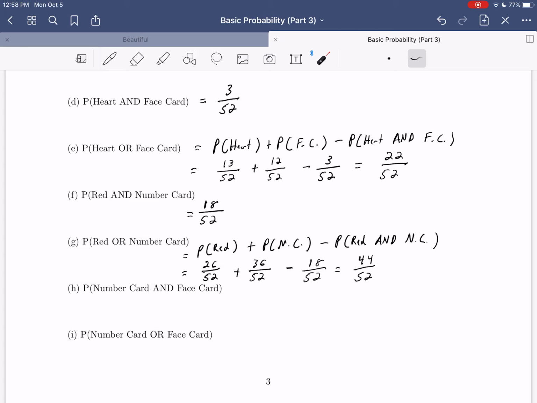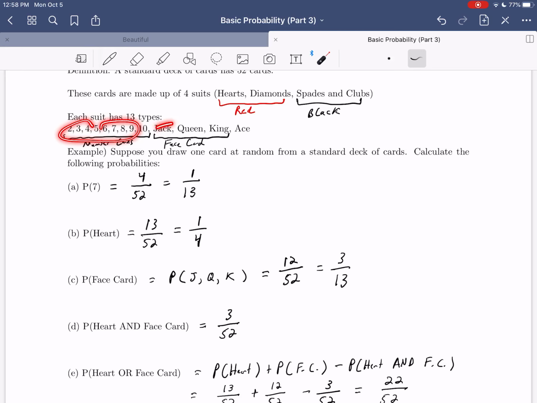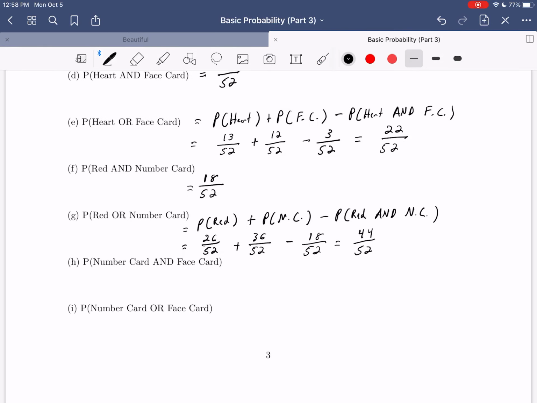Well, are there any cards that are number cards and face cards? Well, no. Right? The number cards are these, the face cards are those. So unfortunately that means that there are none of these. So this would be 0 out of 52, which would be 0. That means number card and face card are mutually exclusive. So that's an example of a pair of events that are mutually exclusive for a deck of cards. There's no card that you could pull out that would be both a number card and a face card.